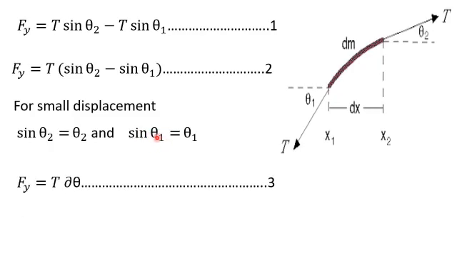So using these values and equation 2, we will get f of y is equal to T curly theta, where curly theta is the difference in angle which is shown here, theta 2 minus theta 1, giving us curly theta.